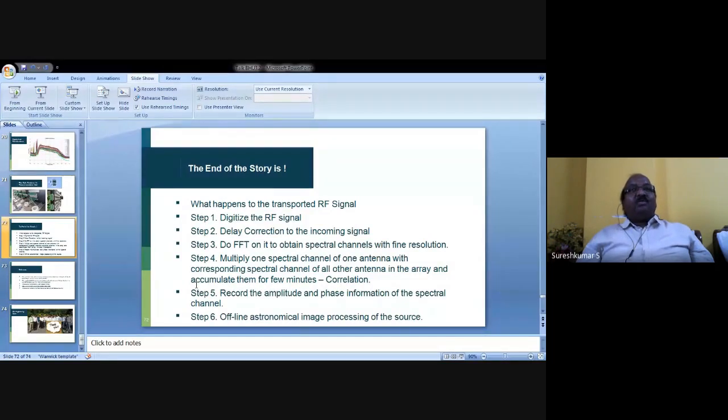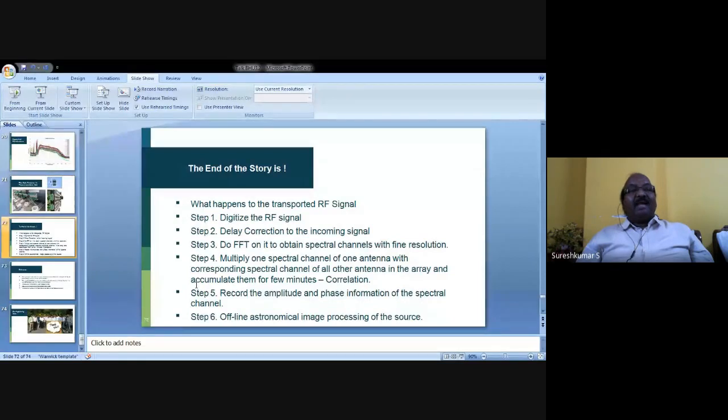So if the baseline is very far away, you can use wireless connectivity like Jodrell Bank. In the olden days they used wireless connectivity between telescopes. But it has limited bandwidth. Of course, wireless systems are not broadband. They are narrowband systems, but fiber optics is a broadband system.